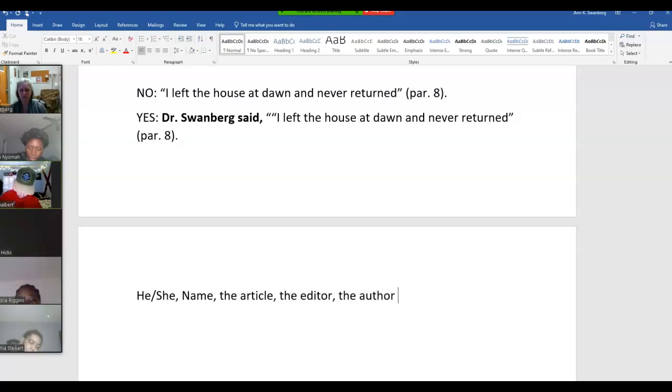So you can refer to the person by he says or she says. You can refer to them by their last name, like Alan just did. You can say the article says. You can say the author or the editor says. Okay, so that mixes that up a little bit. Okay, and we'll put says there.